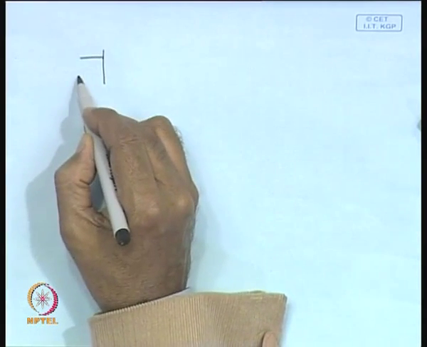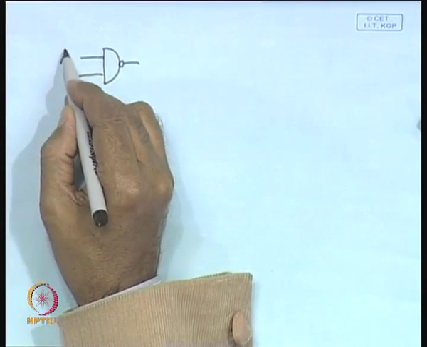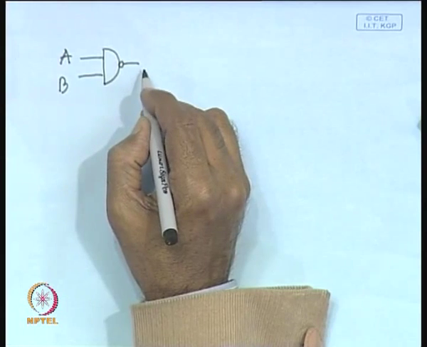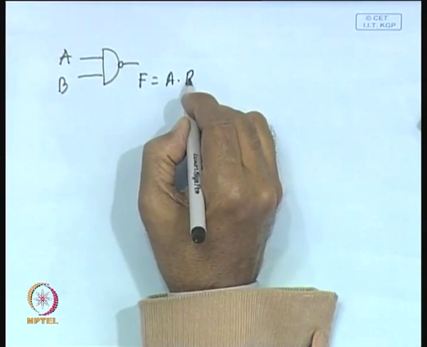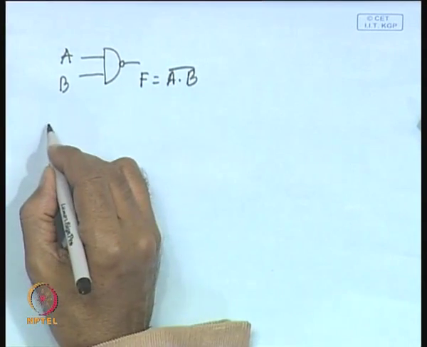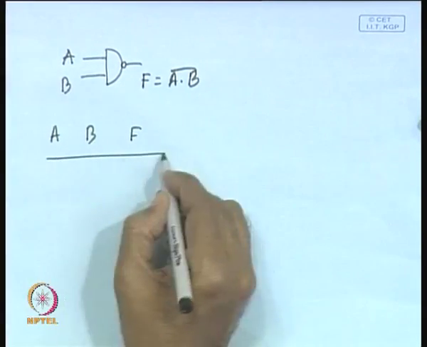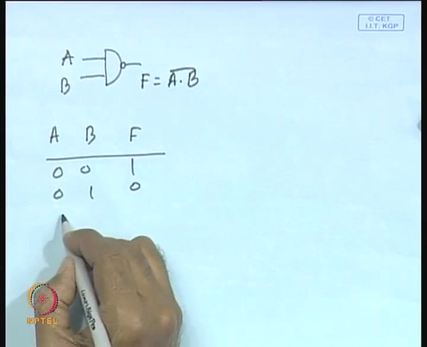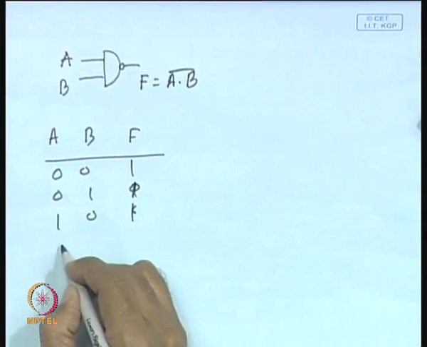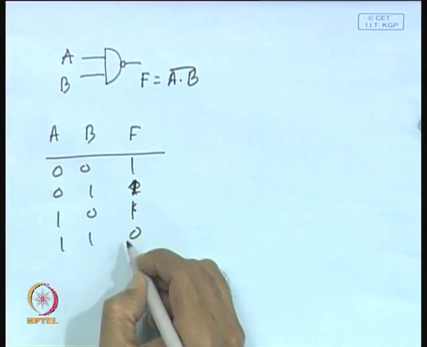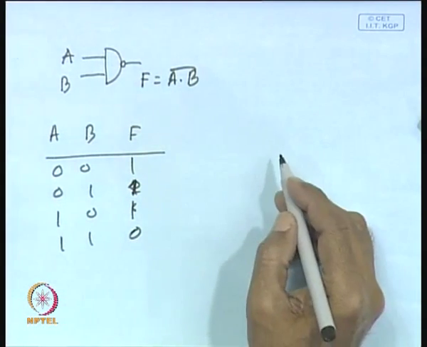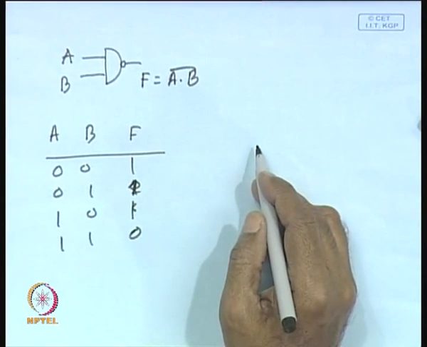So this is a NAND gate. In case of a NAND gate, suppose you have a 2-input NAND gate. So, A and B, and it is realizing a function f is equal to (a dot b) bar, and as you know the truth table is a, b, f: 0 0 1, 0 1 1, 1 0 1, 1 1 0. So, that means if any one of the inputs is 0, the output is 1, when both of them are 1, the output is 0. Now, you can find out the probability of transition from one state, one input to another input.